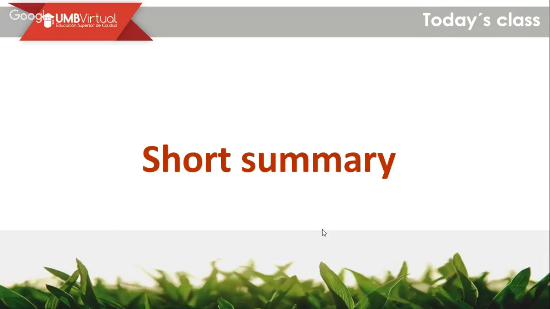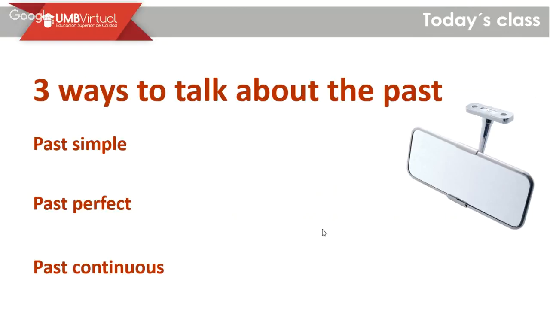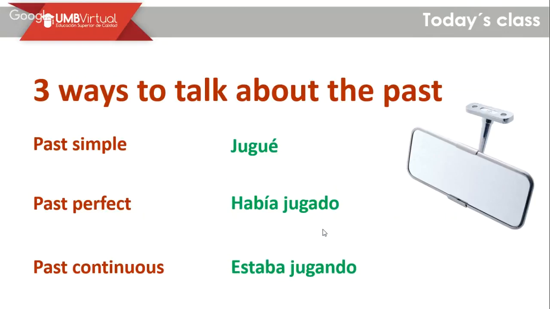So a short summary, my friends. There are three ways to talk about the past: past simple, past perfect, and past continuous. Past simple corresponds to jugué, hablé. Past perfect, había jugado. And past continuous to estaba jugando, the ongoing activity.